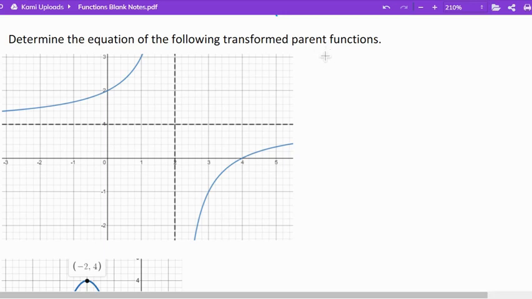Reciprocal, right? So we'll write f of x equals 1 over x. So I know I'm dealing with this, and I know my final equation needs to look something like this.